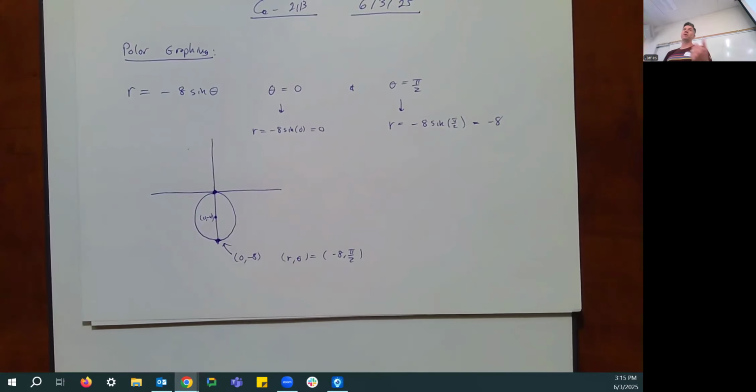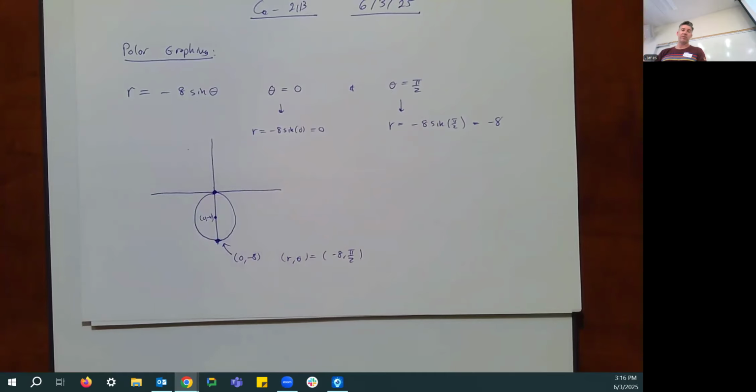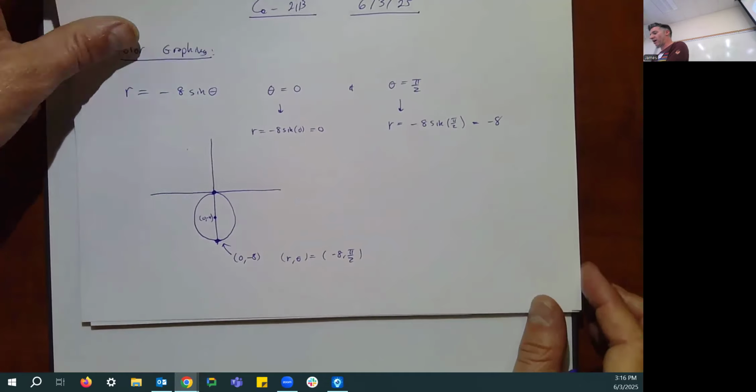So when you ever have a multiple of sine or a multiple of cosine, you're just going to do the circle, as long as it's specifically r equal to a multiple of sine or a multiple of cosine. If you have something weird like r squared equal to a multiple of sine or cosine, then it's terrible. Which I'm not good at graphing, but I'll try to explain how you might graph that.